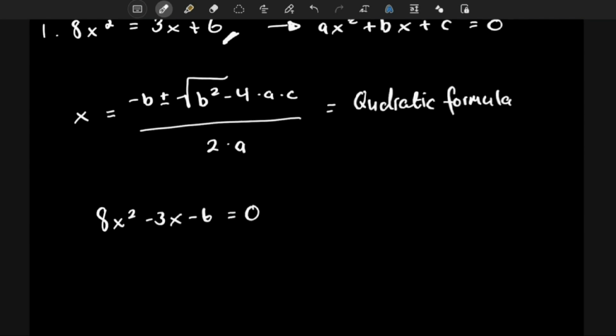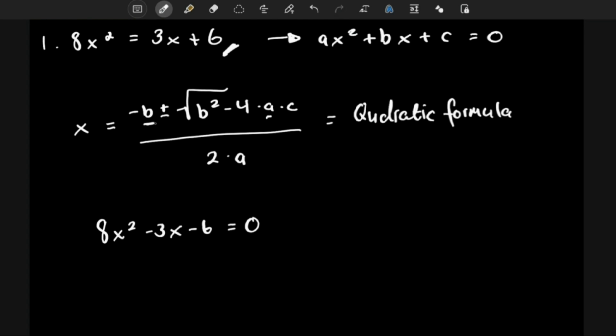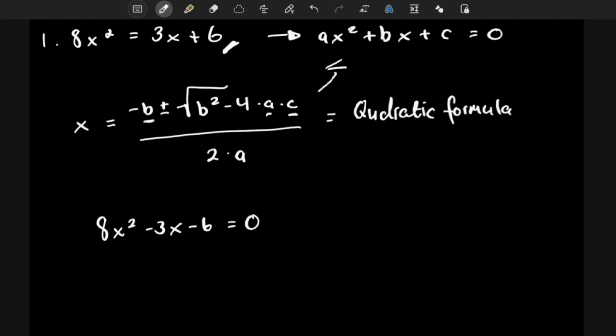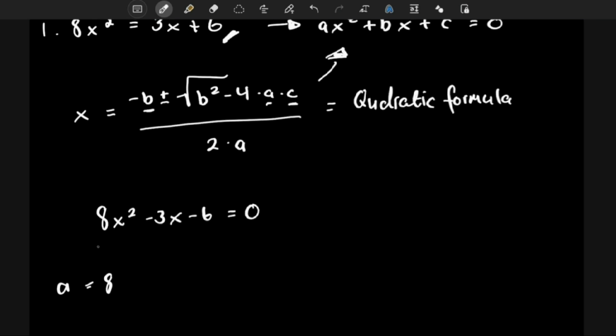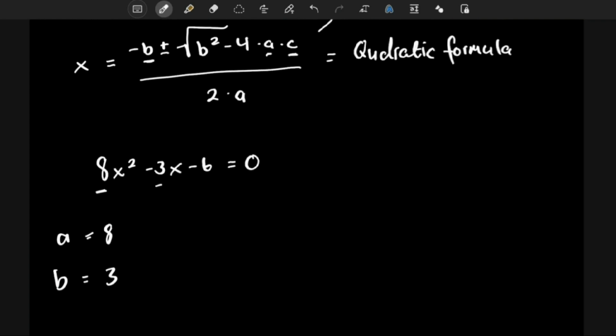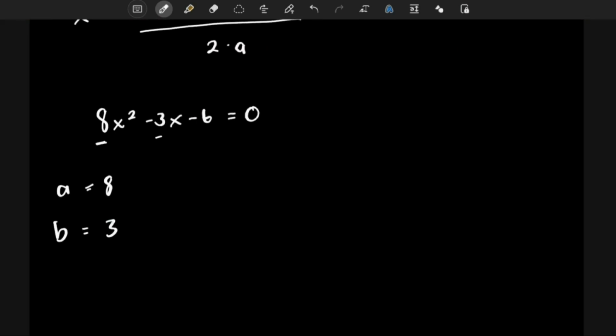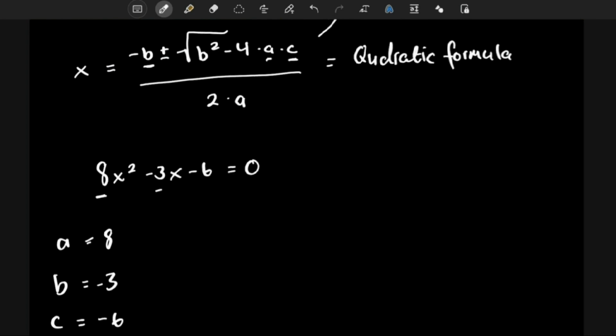Now that the equation is in the right order, all we need to do is input these numbers into the quadratic formula. And you can see here there's a, b, and c. And the a, b, and c follows this. So ax squared, a would be 8. B would be 3, and c would be the constant number, which is 6. So let's put those in the formula.